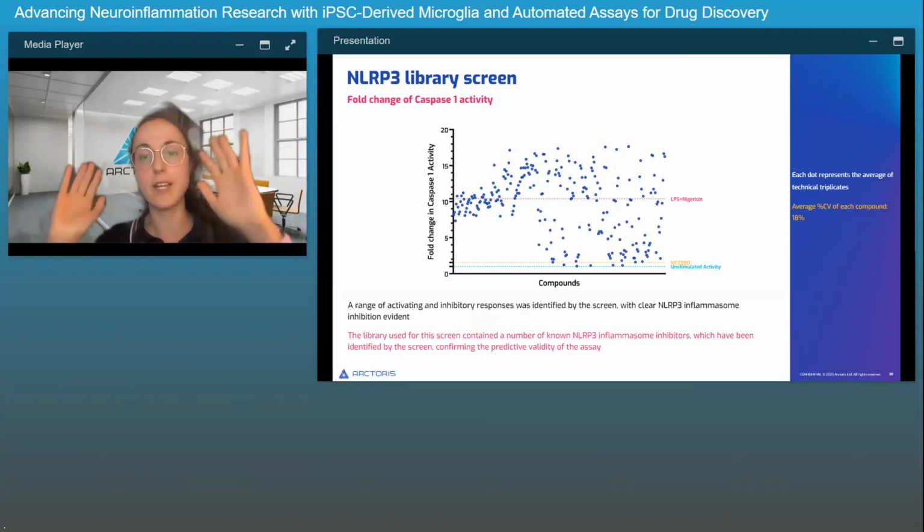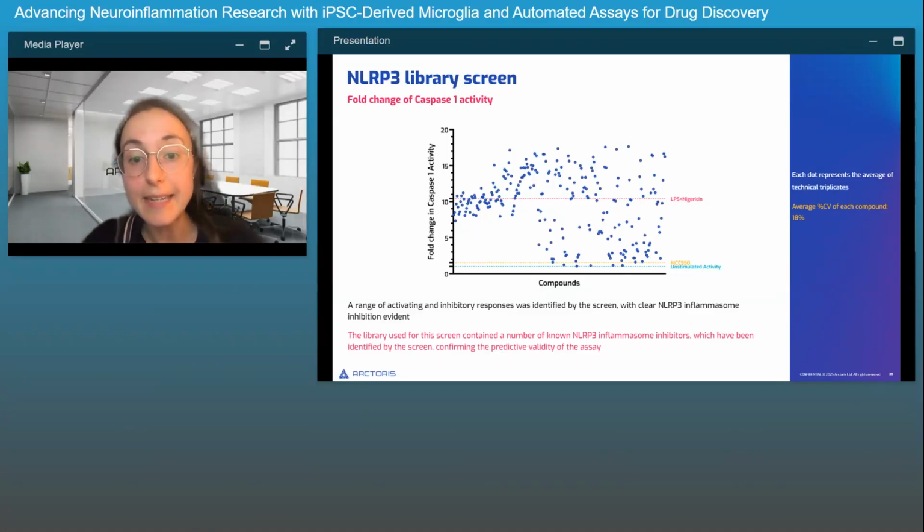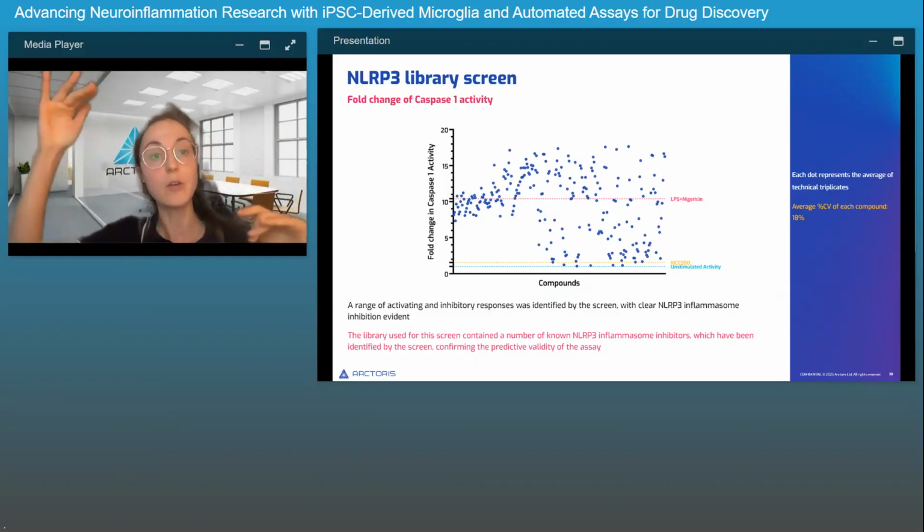In this first graph, there are a lot of dots, I know, but the data shown here is the caspase-1 activity relative to the unstimulated cells. Each dot is the average of the technical triplicates of each compound. The blue line is just unstimulated cells. The yellow line is those cells that have our control MCC950, and the pink line is cells with LPS and nigericin, our high control.